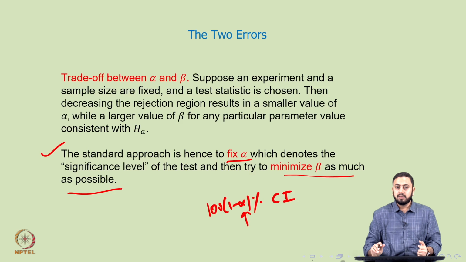And this is doable. You fix alpha, you don't tamper with alpha anymore, you fix some number, let's say 1%, 5% or 10%, and once you fix that value of alpha, then you try to minimize the other error as much as possible. So these are small trade-offs. You should always keep in mind that I cannot minimize both the errors simultaneously. If you minimize one of them, the other one shoots up and vice versa.